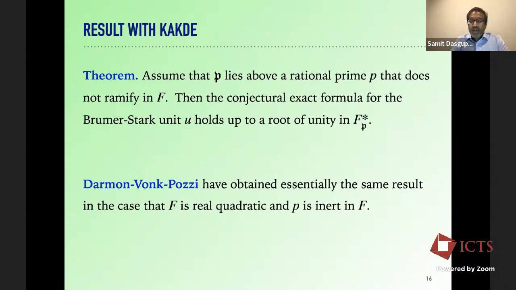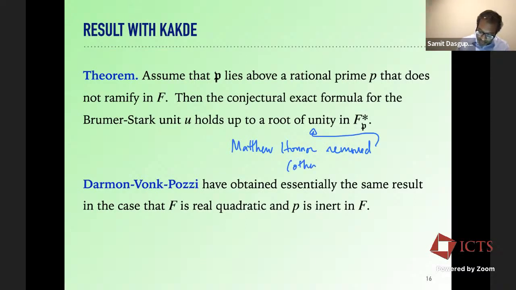And the theorem with Mahesh is that this formula is correct under some mild assumptions. If you assume that your Gothic prime P lives above a rational prime that does not ramify too much, so you just have to avoid ramification, then the conjectural exact formula holds up to a root of unity in F_P star. And I'll just mention that recently a student of Mahesh's, Matthew Honnor, has removed this root of unity, other than two-power roots of unity. Two-power stuff is always difficult.